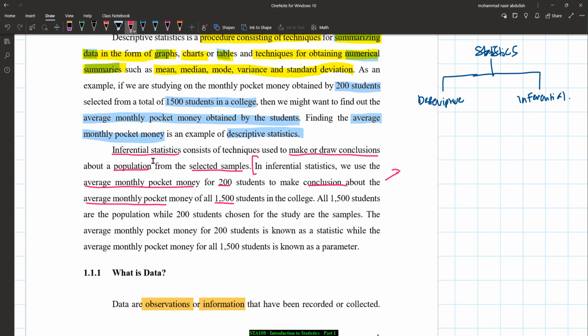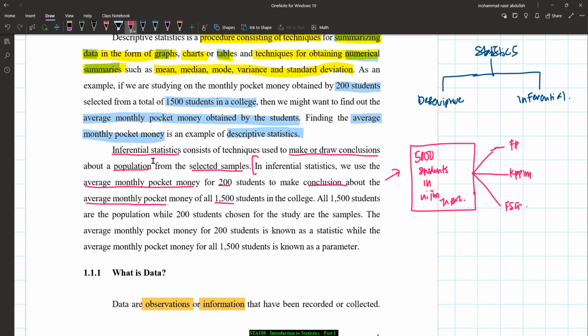Contoh yang I boleh bagi satu lagi lain, lebih kurang sama. Let's say I have a population, right? This is 5,000 students in UiTM Tapah. So in UiTM Tapah, we have 3 faculties, right? So we have 3 faculties. This is FP, KPPIM, and FSG, for example, kan? So setiap satu fakulti ni kita ada total student lah, the total population for each faculty. Example, let's say I take N1 equal to 200. So from the faculty of accounting, I took 200 students.